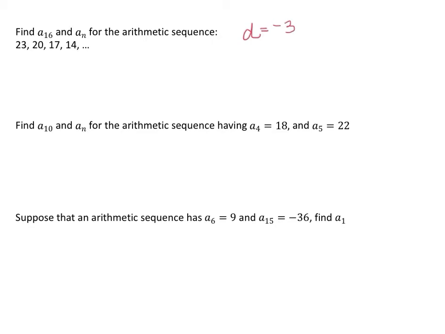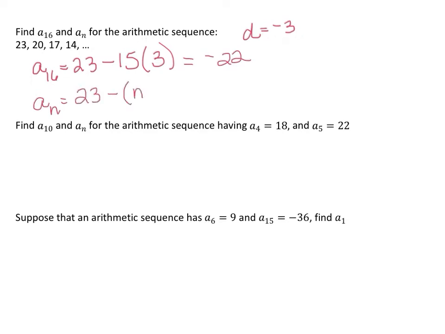Then all I need is the fact that I'm looking for the 16th term, so a sub 16 is equal to, take my first term as 23, and this is a negative 3, so I'll use minus 15 times 3. Or I could have written plus 15 times negative 3. Either way would be fine. From there, you're just going to plug that into your calculator, and you find that a sub 16 is equal to negative 22.